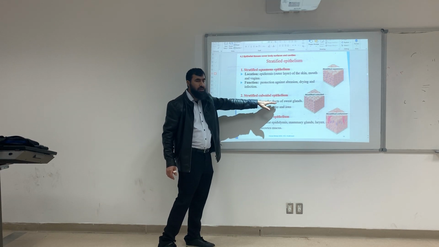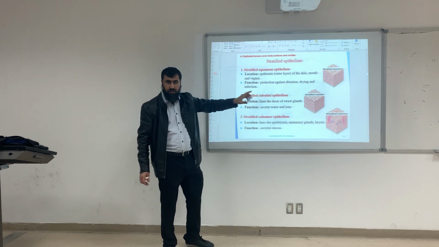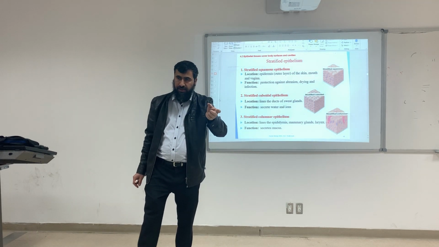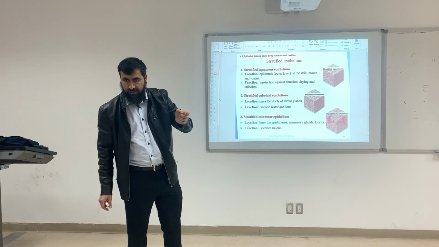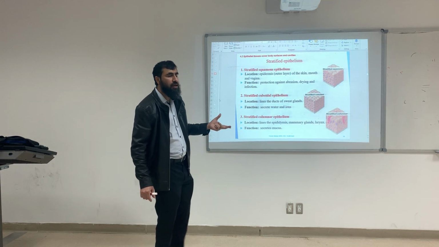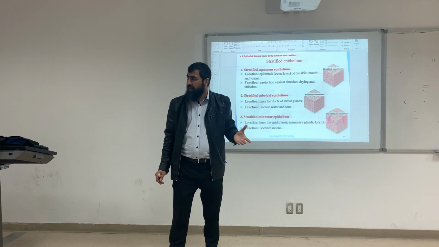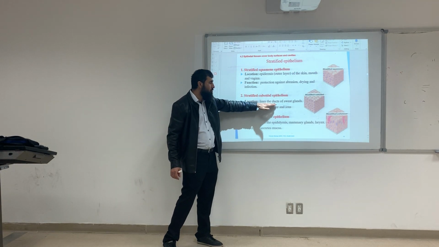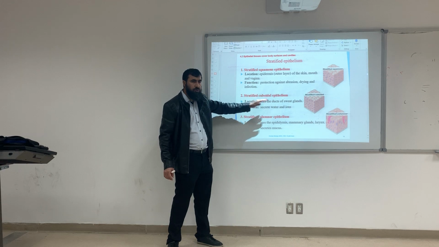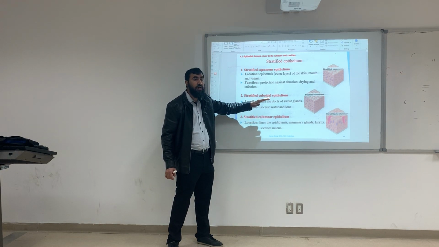Stratified cuboidal, remember we said it's in the sweat glands. What is a sweat gland? Exocrine. Make sure you know that they secrete water and ions. So stratified cuboidal, we find it in the sweat glands, which are exocrine glands.